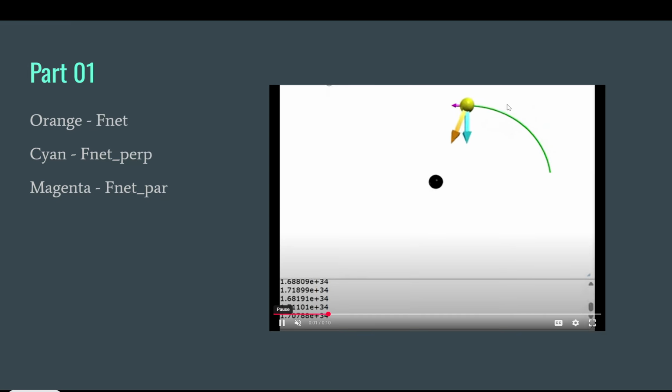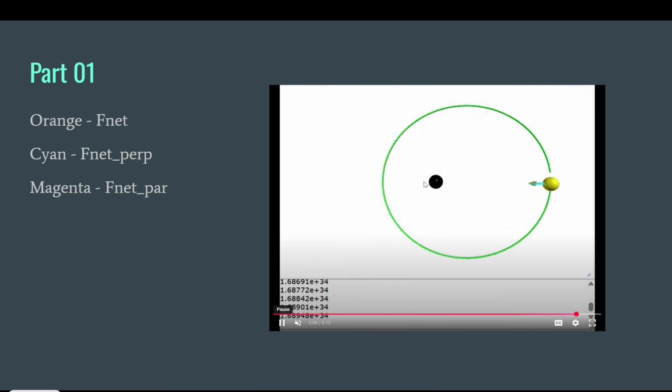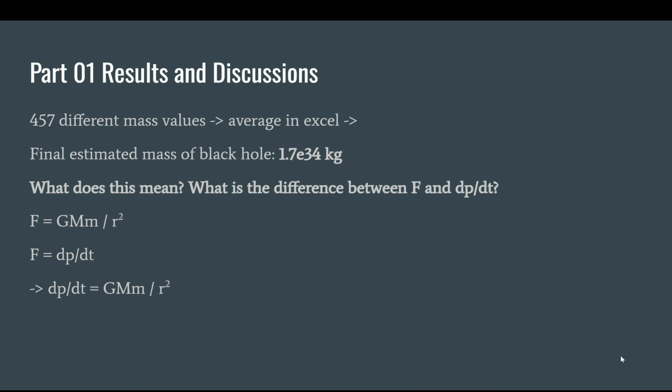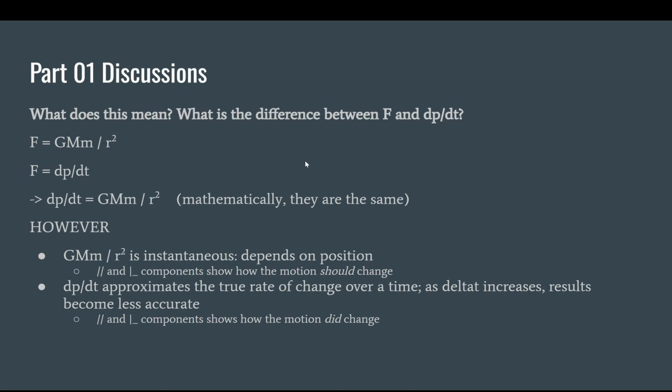As you can see, we have a rotational orbit with our 3 vector components. The reason why it got larger here is because the force got larger since it got closer in distance. So we had 457 different mass values being updated. I put it in Excel, and it averages to be 1.7E34 kilograms, the mass of our black hole.